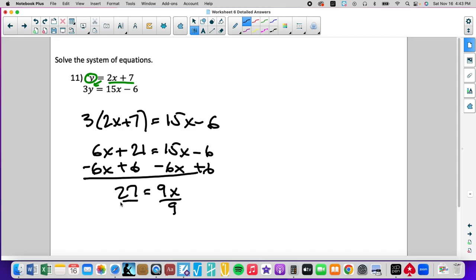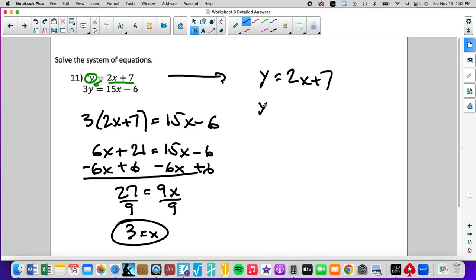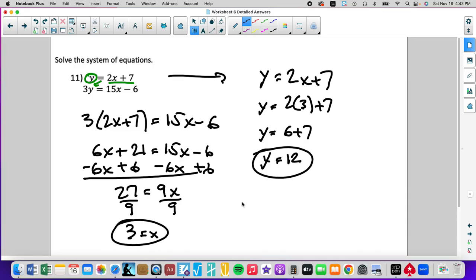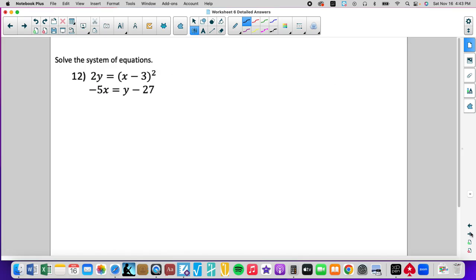9x divided by 9, 3 equals x. And then we go back and plug in the other. So we have y equals 2x plus 7, and we plug in 3 for x to get my other. That's 6 plus 7, y equals 12. So these are coordinates. You can write it with parentheses, different from solution sets. Parentheses show that it's a coordinate (x, y), so it has a position.